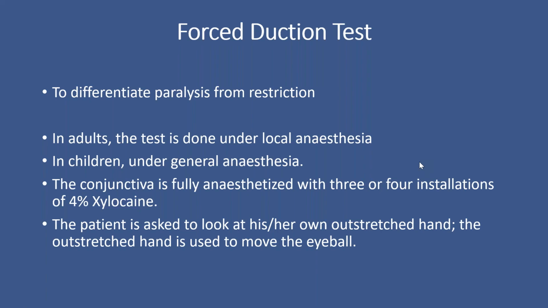Now the last thing is force duction test. This helps you differentiate paralysis from restriction. In adults, this test is usually done under local anesthesia. You just put a few drops of xylocaine and it'll be done. In children, it'll be done under general anesthesia. Once you've put the anesthesia, you make the patient outstretch the hand and look at their thumb, okay? By the direction of the thumb, you'll be asking them to look in that particular direction.